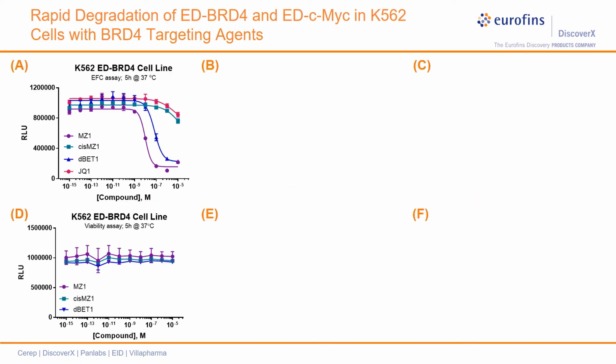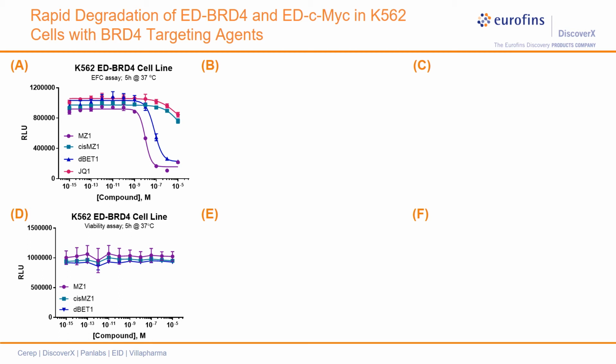Shown here, after 5 hours of incubation, we could readily see on-target activity of two PROTACs, MC1 and DBAT1, with differential potencies in K562 BRD4 Sprinter cell lines. The decrease of BRD4 signal induced by these two PROTACs is not a result of cell death, since we didn't see any change in cell viabilities.